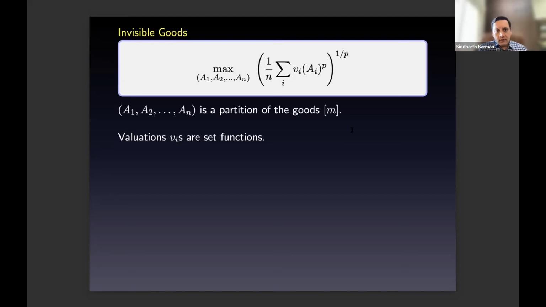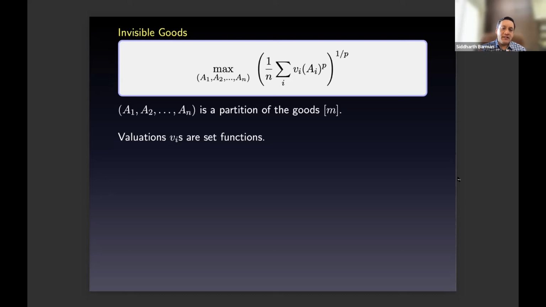So the problem at hand is the following. I have to find a partition of these goods, pairwise disjoint subsets, where the subset of goods A1 is assigned to agent 1, subset of goods A2 is assigned to agent 2, and so on. So I have to make this allocation decision and go over all such allocations to find one that maximizes this p-mean welfare. What's important to note here is that now the VIs are set functions.